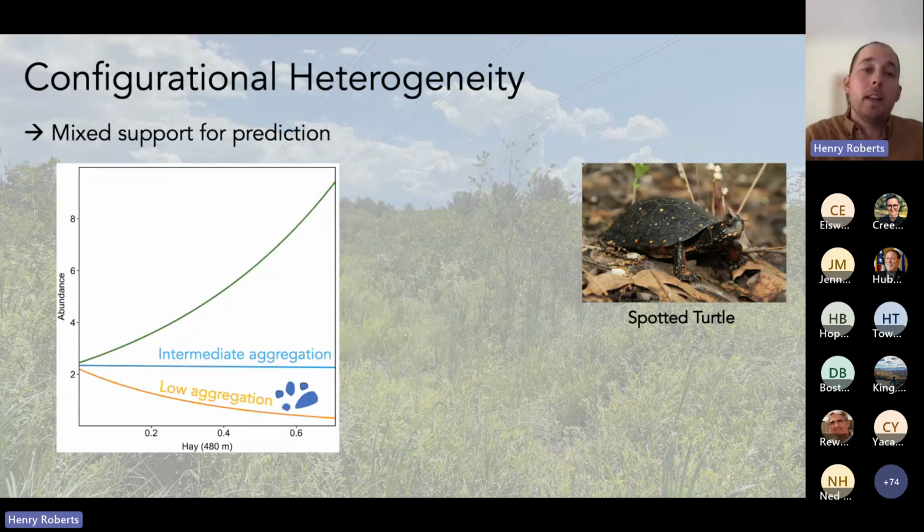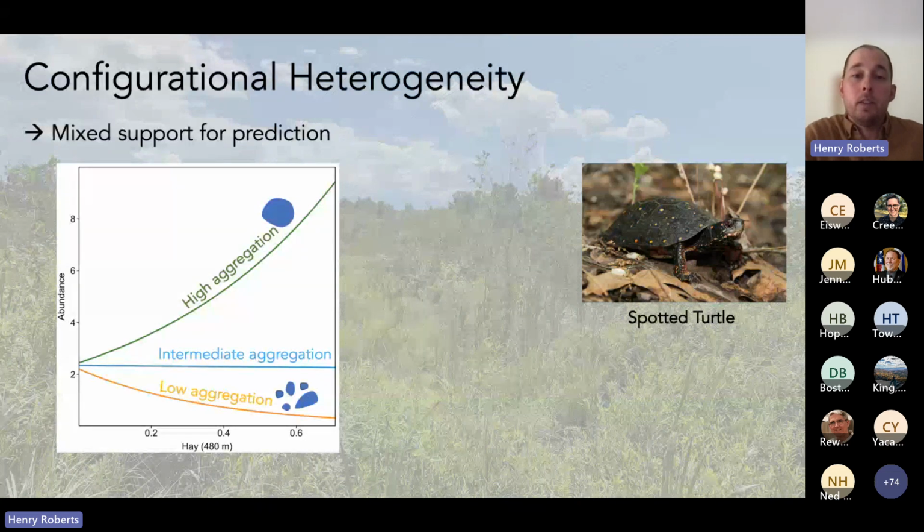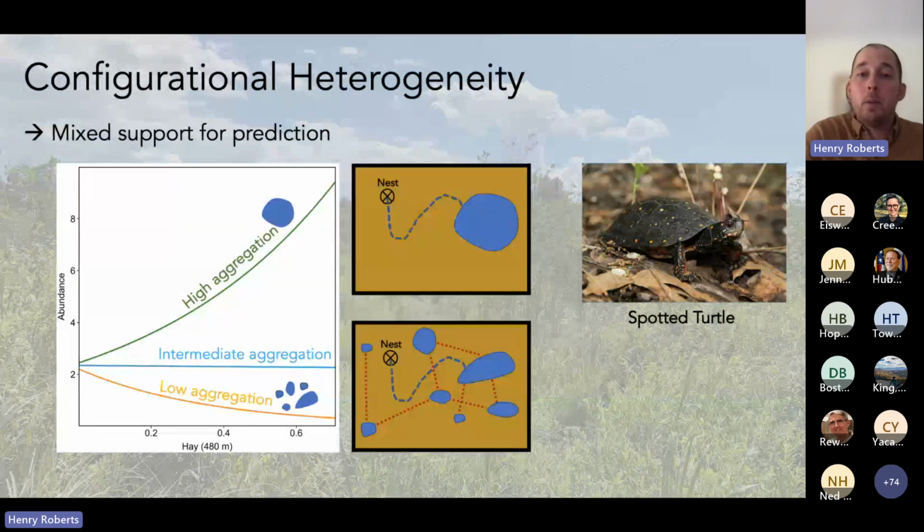And even at the highest levels of aggregation, we saw a potentially even positive relationship with hay pasture cover, although I would view it with a grain of salt because there was quite a bit of standard error associated with it. Nevertheless, it suggests a context-dependent relationship with this land use type. Again, we think the explanation is the extra vulnerability of moving between wetlands within less aggregated contexts of wetlands.